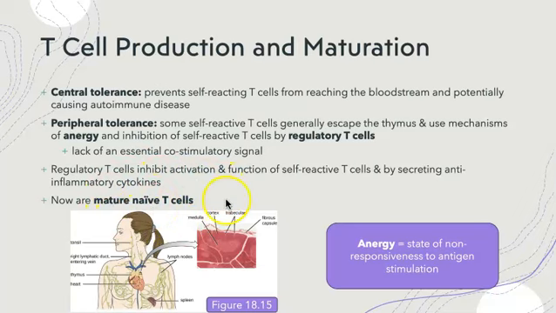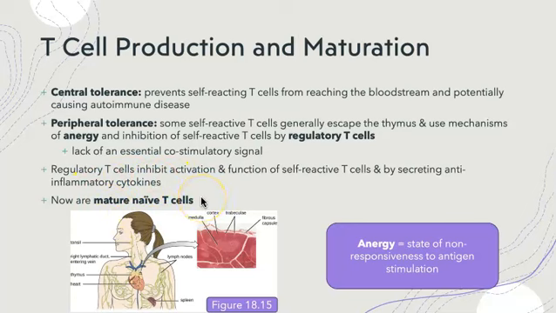So now that we've achieved both central and peripheral tolerance, our cells are mature, naive T cells. And we say naive because they have not interacted with an antigen that has been presented by an antigen-presenting cell and activated it. Through this process, we eliminate about 98% of our thymocytes, and the remaining 2% that exit the thymus are now mature naive T cells.